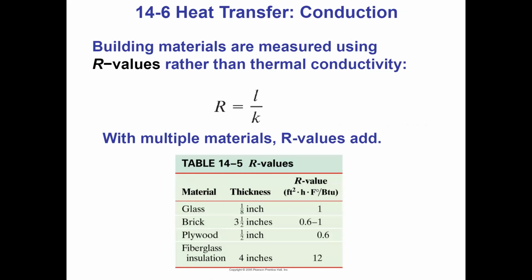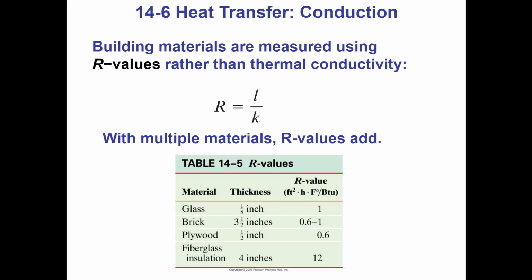Now, before we move on and talk about convection, we will just pause for a minute and think about this thing that we know as R values. And in home construction, R values are very important. And the other important thing about R values is that they add. So if we take a look at the examples that are presented to us, we have fiberglass insulation that's 4 inches thick and it has an R value of 12.